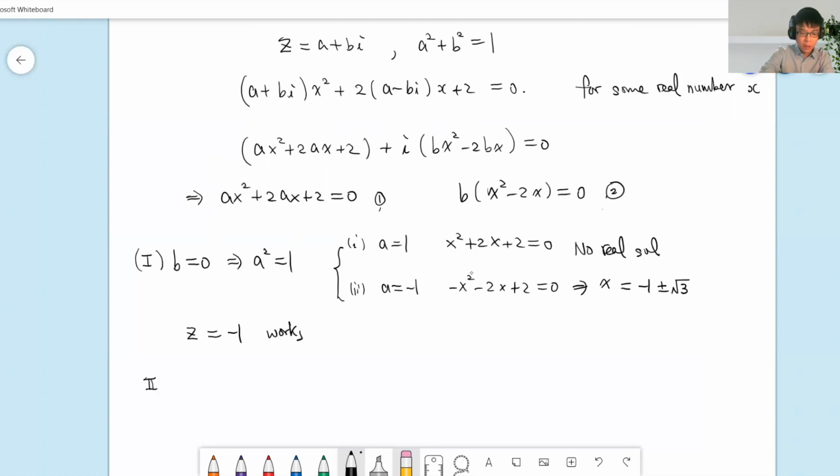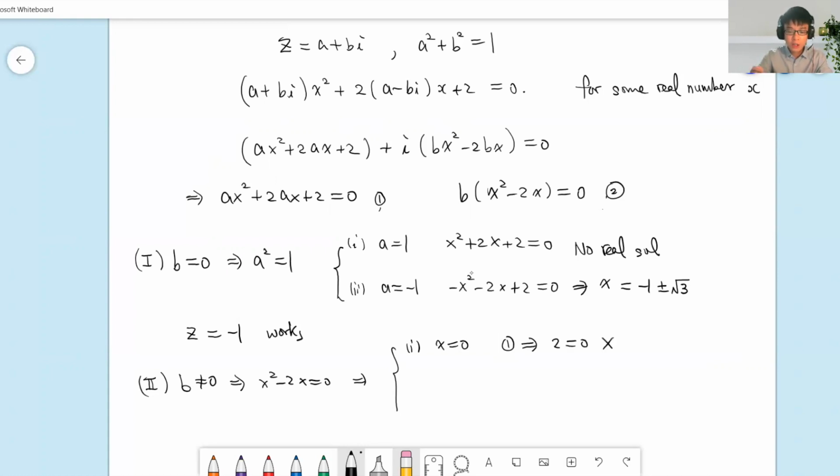Now let's go to the second case. The second case is b not equal to 0. If b is not 0, from the second equation we are able to solve x. There are basically two cases, x equals 0 or x equals 2. So we have x squared minus 2x equal to 0. Now there are two cases. The first case, if x equals 0, let's check the first equation. It has a contradiction because the first equation says 2 equals 0. So that's impossible. So x cannot be 0.